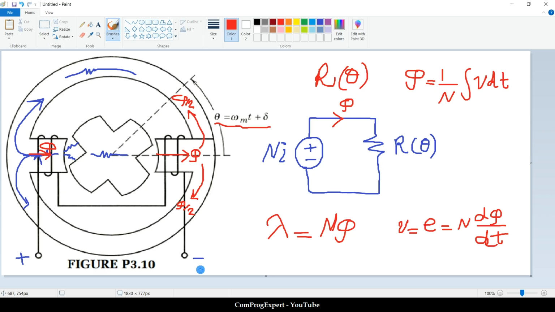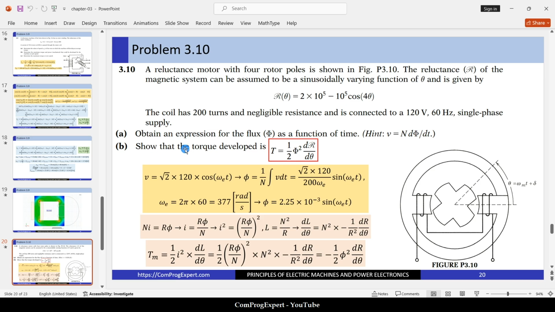Okay, so this is important because in the next part we are going to calculate the torque using a new equation. Yes, part B shows that the torque developed is equal to this one: 1 divided by 2 phi to the power 2 times d reluctance d theta, the derivative of the reluctance with respect to theta. As you know, we have field quantities, we have circuit quantities, voltage and current. Also, we have these quantities from the magnetic equivalent circuit.